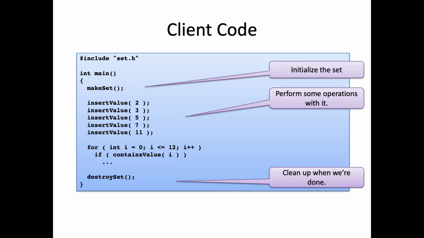This is client code that uses it. So it's just showing how you would use it if it was implemented like this. So first you'd call make set, and then at the end you would destroy the set when you're done. In the meantime, you can insert as many values as you want, and then you can ask if the set contains a particular value or not. So again, this is just showing how you could use it.